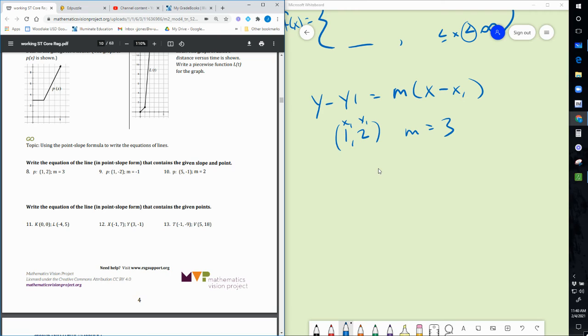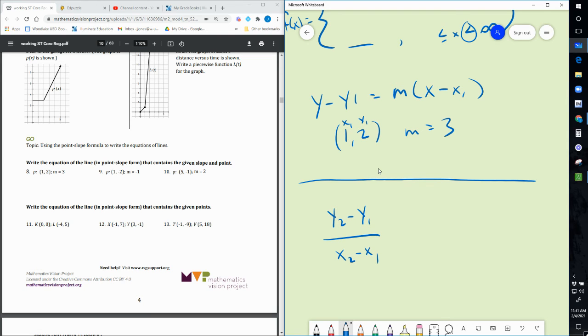The next one gives you 2 points, right? So the problem is we don't have the slope. So if you have 2 points, then you should know the slope is y2 minus y1 over x2 minus x1. It's asking for the equation. Let's go ahead and find the slope for the first one. So if my 2 points of the first one are 0, 0, and -4, 5, label one of them point 1 and one of them point 2. And then you just plug and play into this equation.